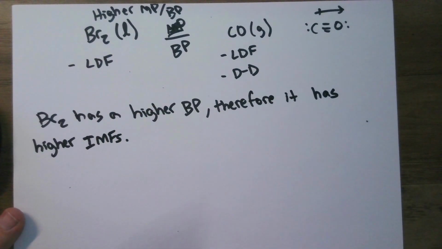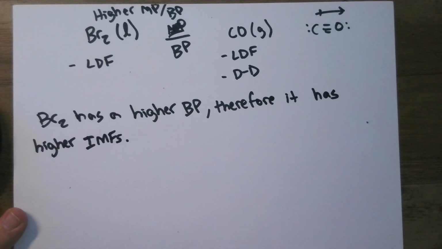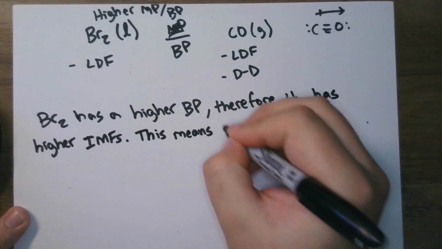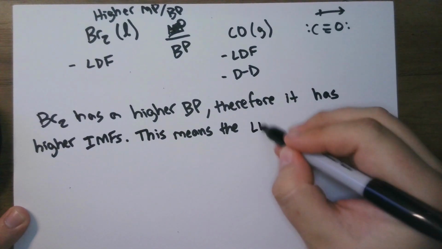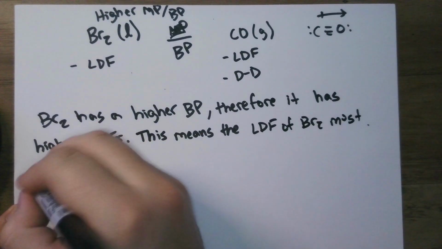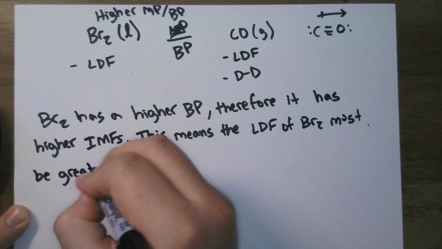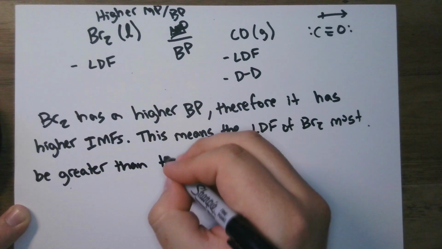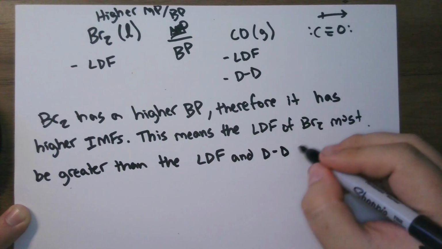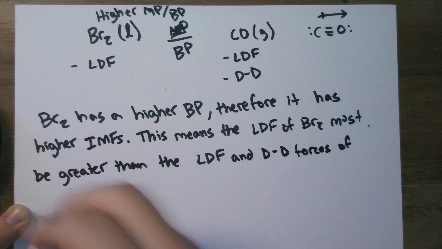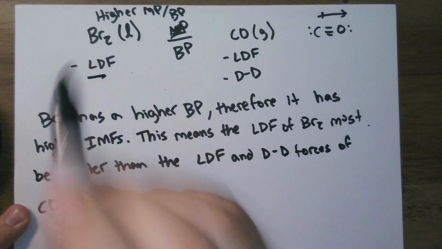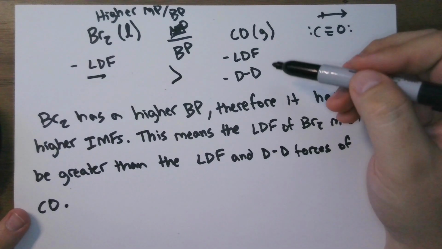Okay, that's kind of the same relationship we've been using, but backwards. Because it has a higher boiling point, it must have higher intermolecular forces. Okay, so this means the London dispersion forces of Br2 must be greater than the London dispersion forces and dipole-dipole forces of CO. Okay. So this means that London dispersion forces, that's the only force it has, must be stronger than both of these collective forces of carbon monoxide.